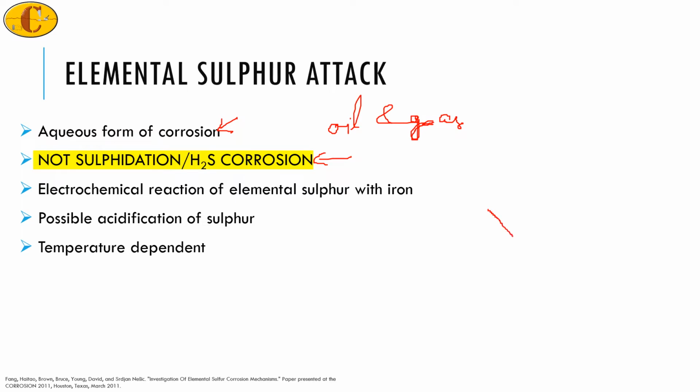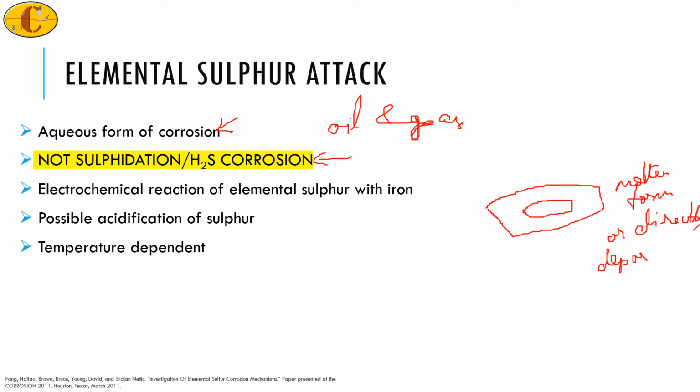The reason why this occurs is a contact of the sulfur, which is mostly in the molten form, or directly deposited in solid form. Now, as per the research, this is not the only reason for the sulfur to attack. There has to be some kind of water present that electrochemically connects iron and sulfur.